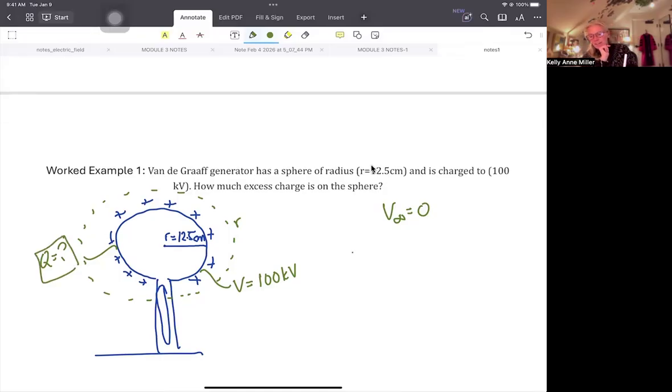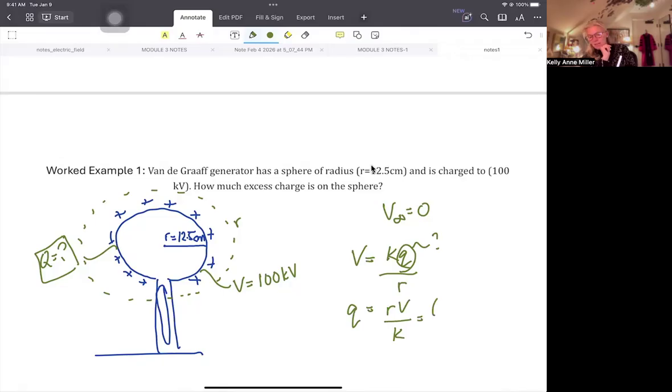So I can calculate. I know that the potential is going to be equal to K times Q, and Q is what I'm looking for, divided by R. Because of the point that I just made, I can just pretend that it's concentrated in the middle, so I can just solve for Q. So it's just R times V divided by K.